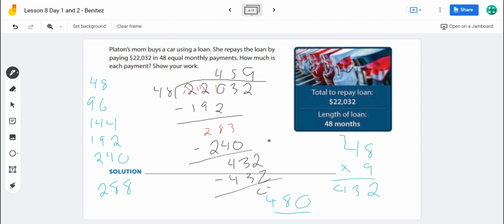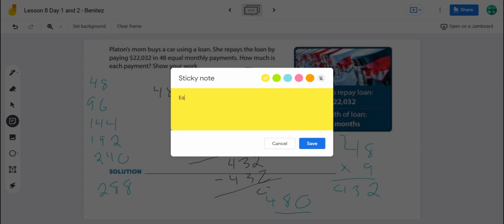So how much is each payment for Clayton's mom? Each payment is going to be $459. Each payment will be $459.